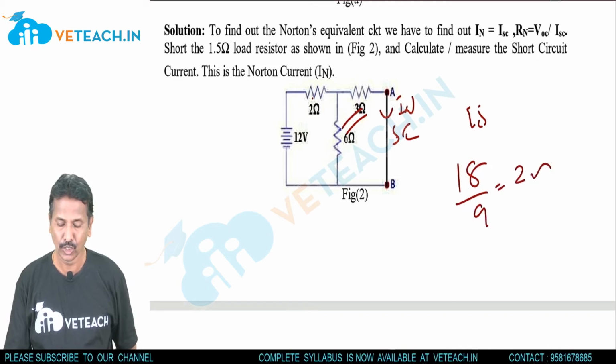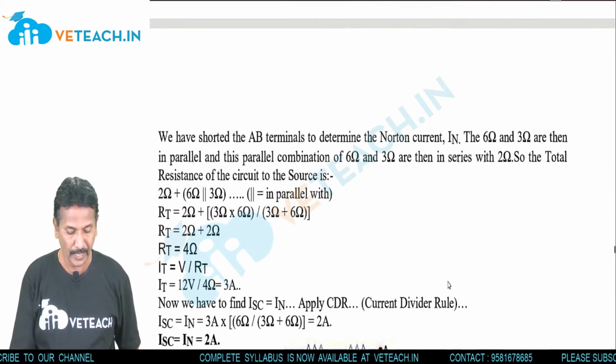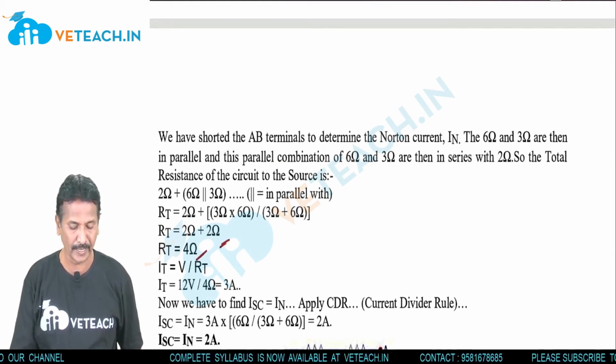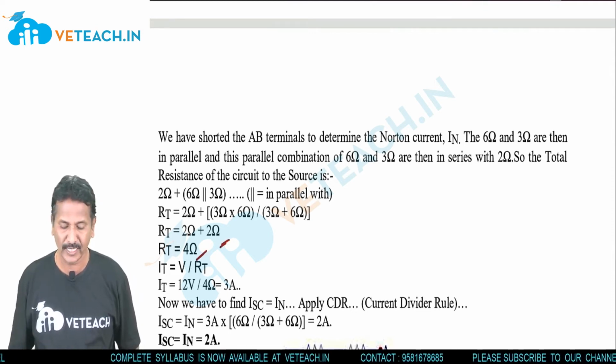How much is it? 2 ohms. 2 ohms, 2 ohms, how much is it? 4 ohms. Okay? 2 ohms, 2 ohms, how much here? 4 ohms we got here. So then you know the voltage, you know the resistance. So how much voltage is given here?